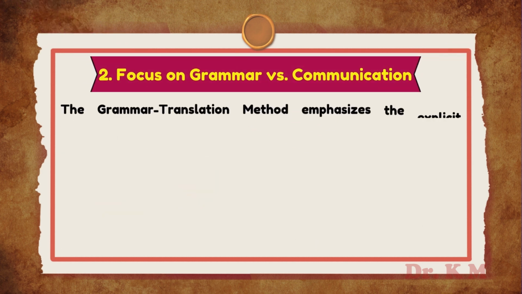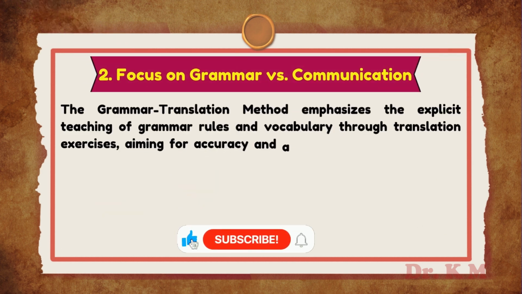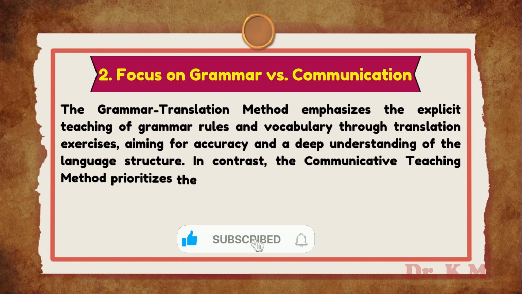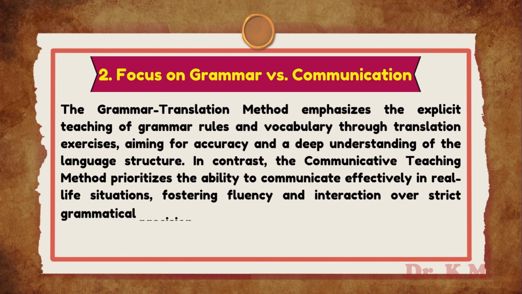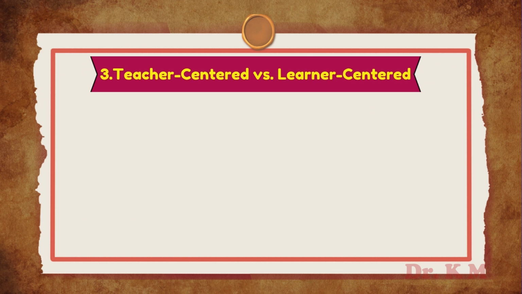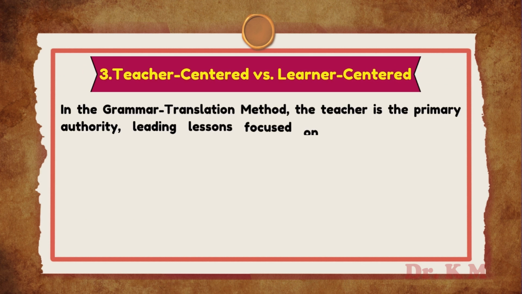2. Focus on grammar versus communication. The grammar translation method emphasizes the explicit teaching of grammar rules and vocabulary through translation exercises, aiming for accuracy and a deep understanding of the language structure. In contrast, the communicative teaching method prioritizes the ability to communicate effectively in real-life situations, fostering fluency and interaction over strict grammatical precision. 3. Teacher-centered versus learner-centered.